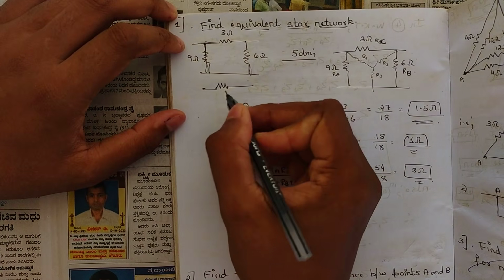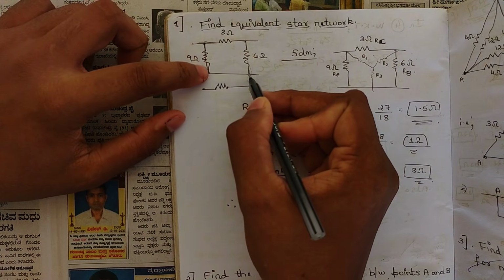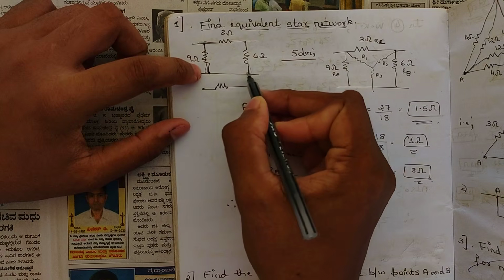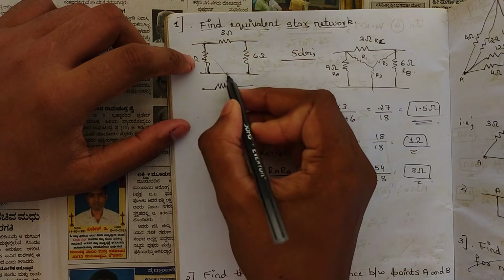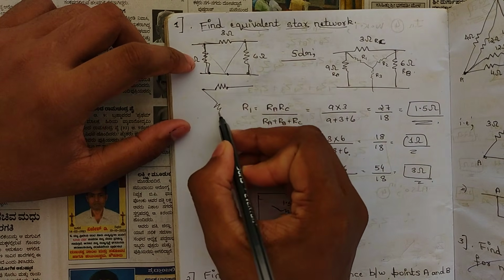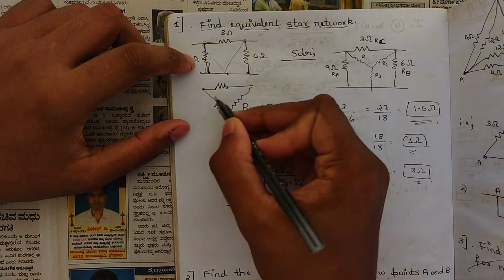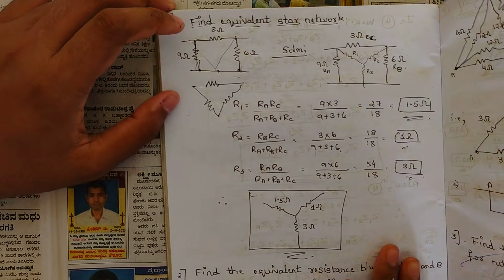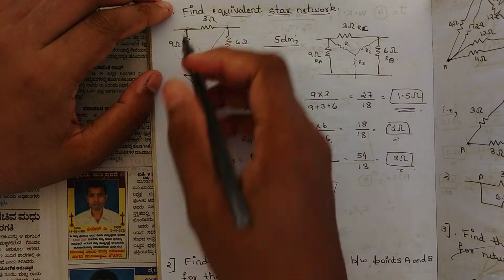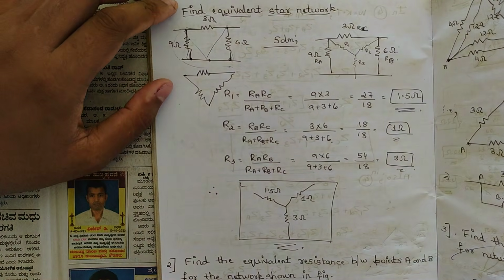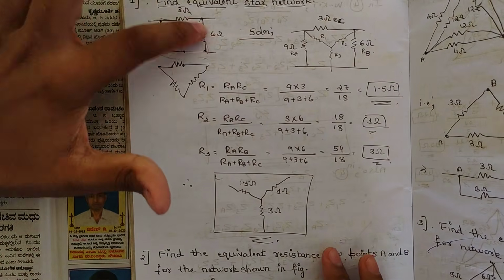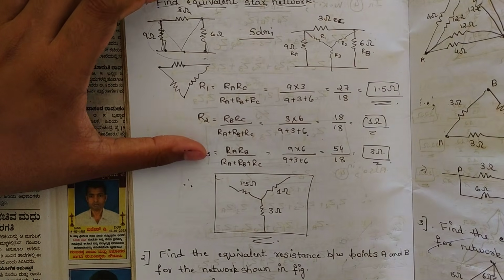We can also write it as a delta network like this. See, this is 3 ohm, and this is 9 ohm and 6 ohm. If we make these meet at this common point here, these two would be meeting here. That's why this can also be written as a delta network. Now how to convert this delta network into a star network? We should be finding the equivalent star network for this.